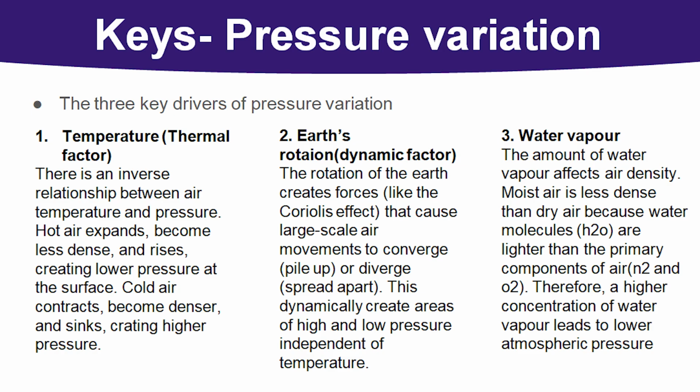Then the third one is water vapor. The amount of water vapor affects the air density. Moist air is less dense than dry air because of what molecules? H2O molecules are lighter than the primary components of air, N2 and O2. Therefore, a higher concentration of water vapor leads to lower atmospheric pressure.